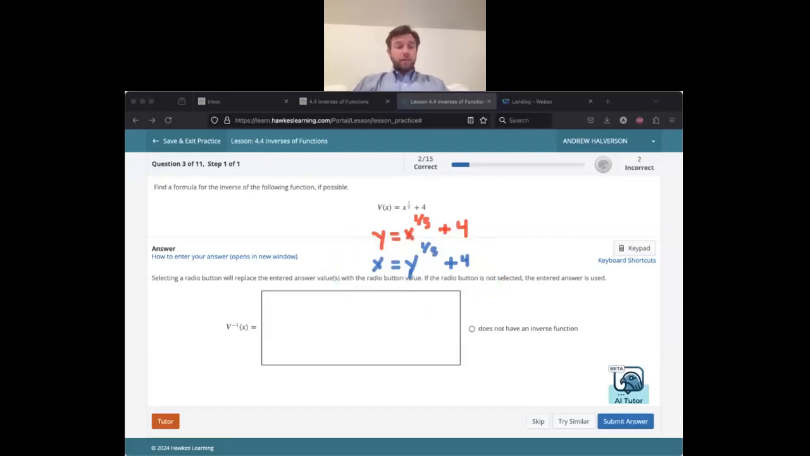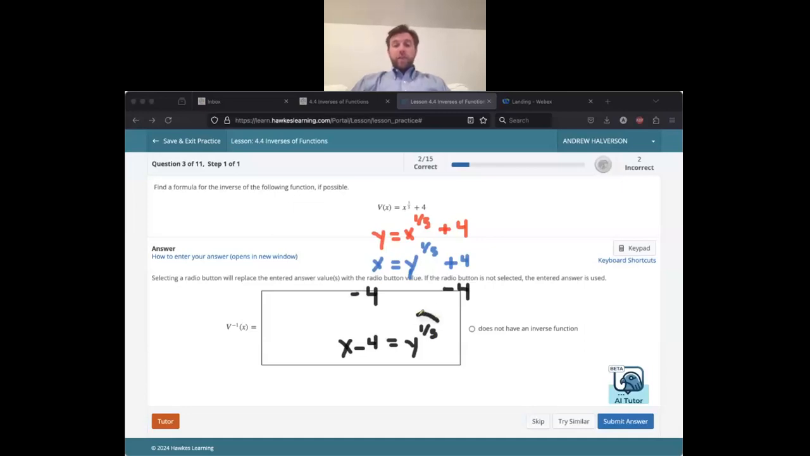Do the opposite. So get rid of that 4 first. How am I going to get rid of it? Opposite. Subtract 4 from both sides. So I get x minus 4 equals y to the 1/5 power.